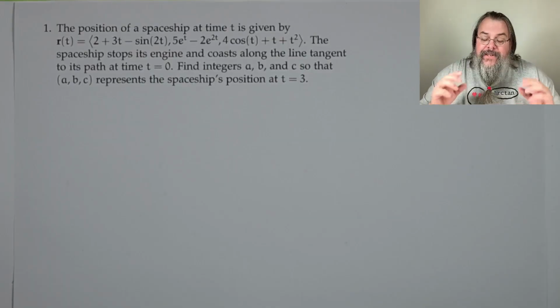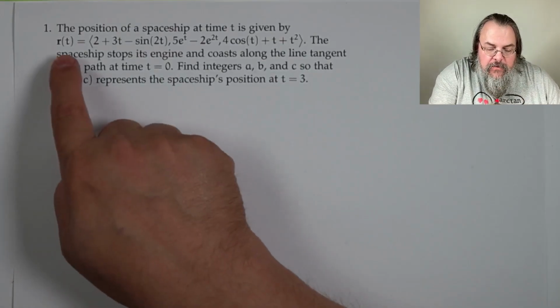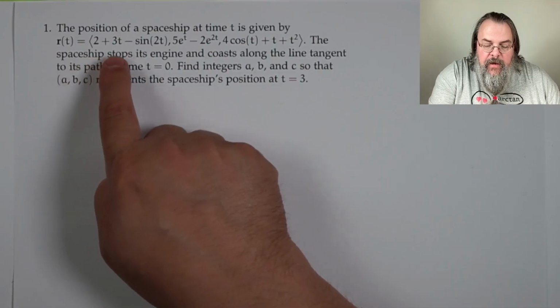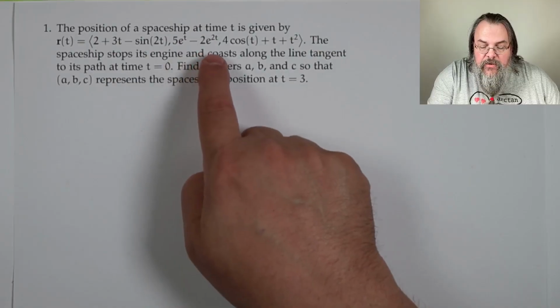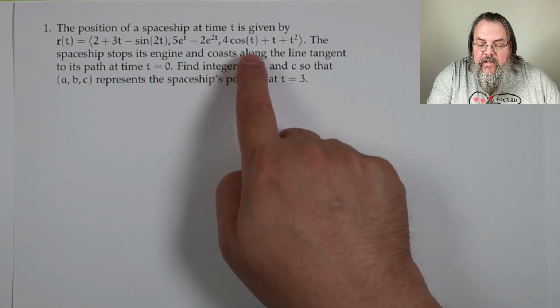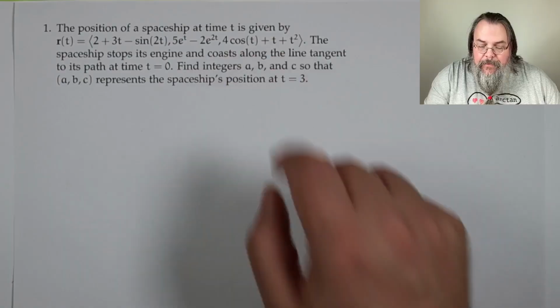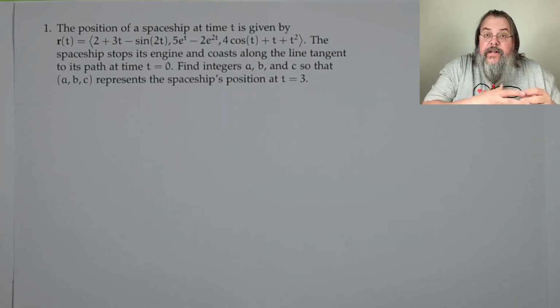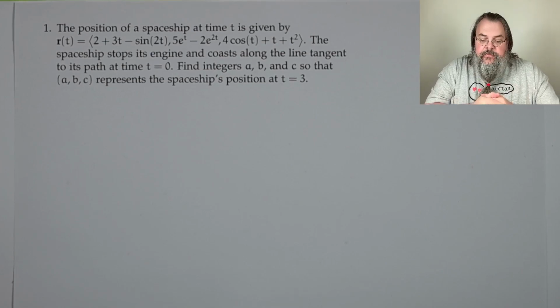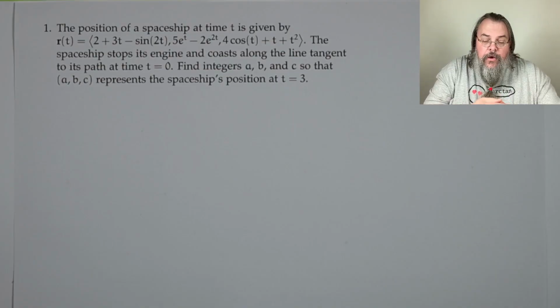Let's get going. The position of a spaceship at time t is given by r of t is 2 plus 3t minus sine 2t, that's the x part; 5e to the t minus 2e to the 2t, that's the y part; 4 cosine t plus t squared, that's the z part. The spaceship stops its engines and coasts along the line tangent to its path at time t equals 0. Find integers a, b, and c so that (a, b, c) represents the spaceship's position at t equals 3.